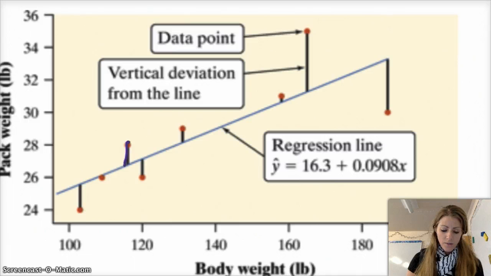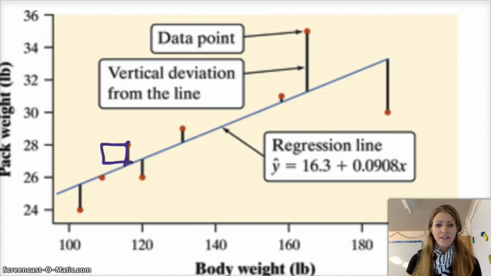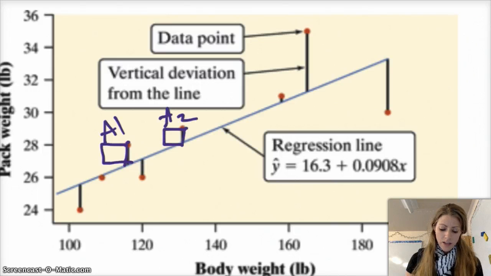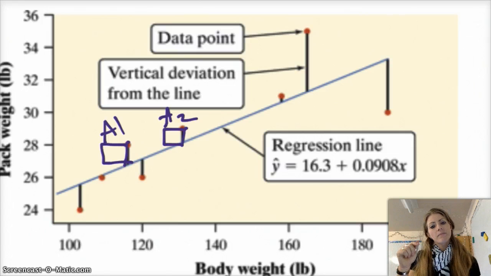if I take this residual and I square it, which means literally make it a square, find the area of that, so that's A1, and then do that again for this residual, that's A2, okay? So basically you're adding up all of the squares of the residuals and making that number as small as humanly possible, okay? And so that is where least squares comes from with the least squares regression line.